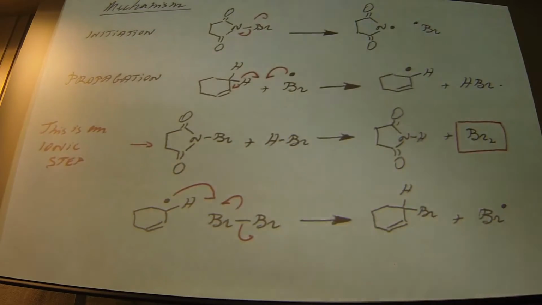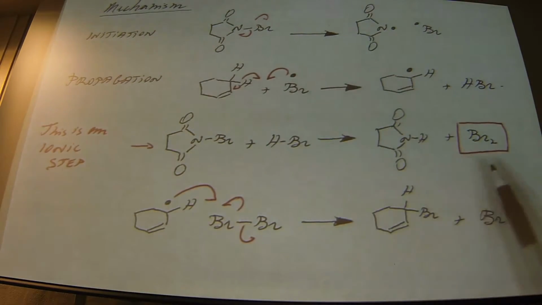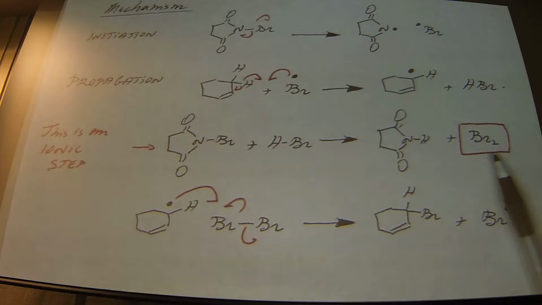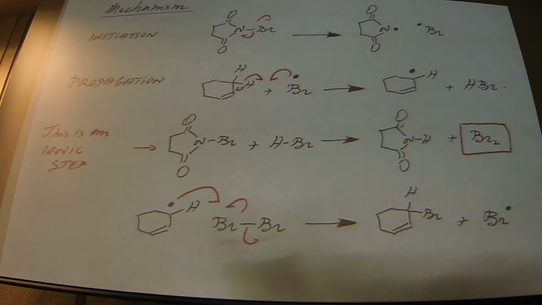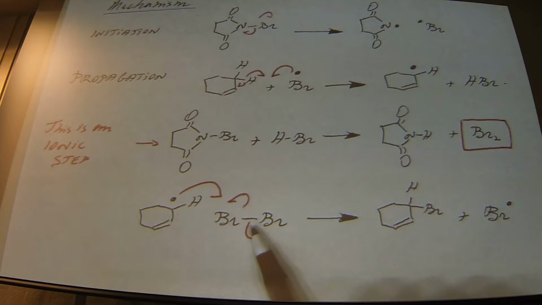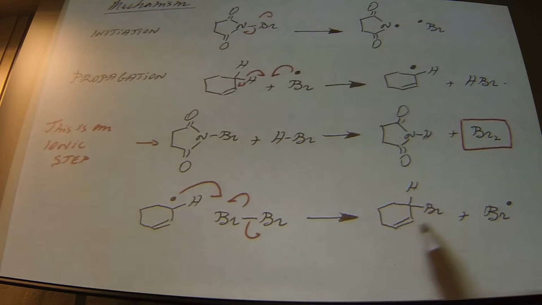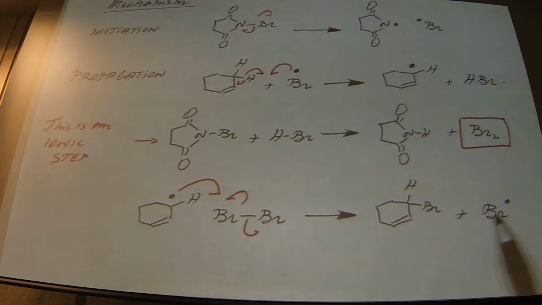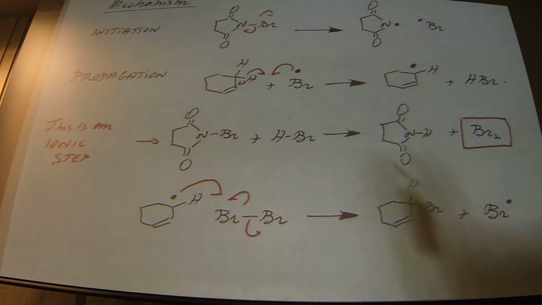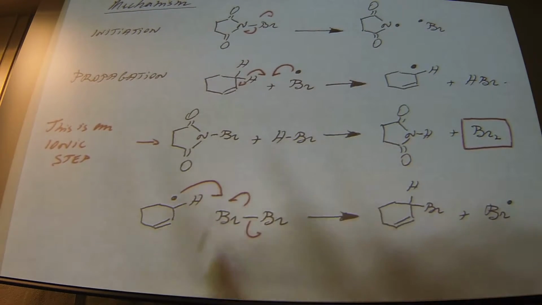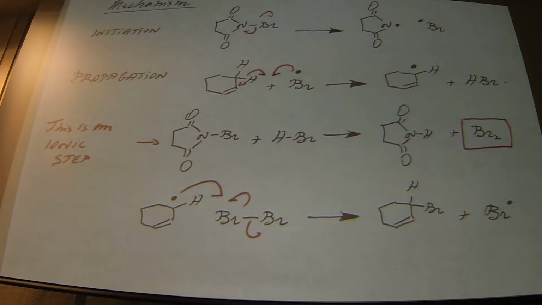Now that's not a radical reaction. This is an ionic step, right? So I've indicated that. But what it does is it liberates a small amount of Br2. And so now this can react with Br2, give you the allylic bromide, and regenerate the bromine atom that can enter the chain again. So this is a little bit of a different mechanism. It's still a chain reaction, but notice that one of the reactions in the chain is actually not a radical reaction. It's an ionic step.